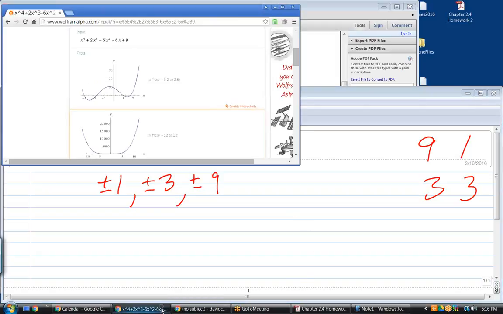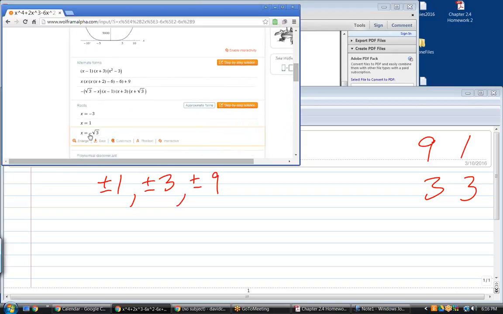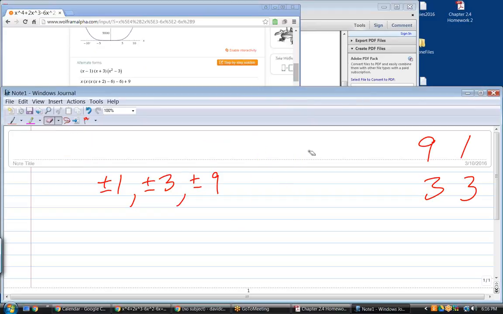After doing all of that, clearly, with the help of Wolfram Alpha, we see that minus 3 and 1 are zeros. So if we'd have gone through this 15 or 20 minute process, we'd have come up with a 0 at minus 3, and we have a 0 at 1.